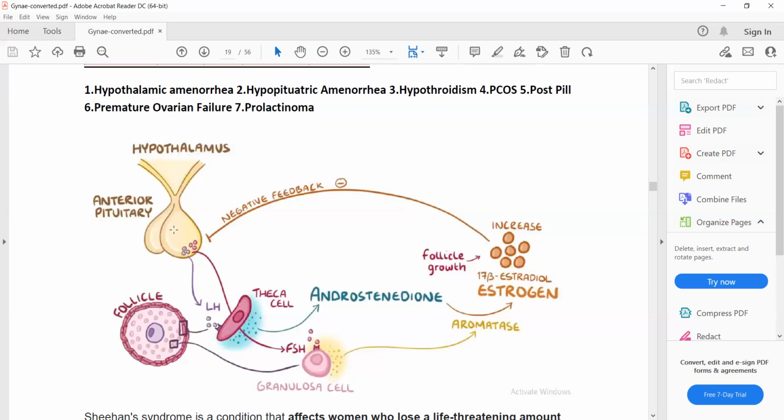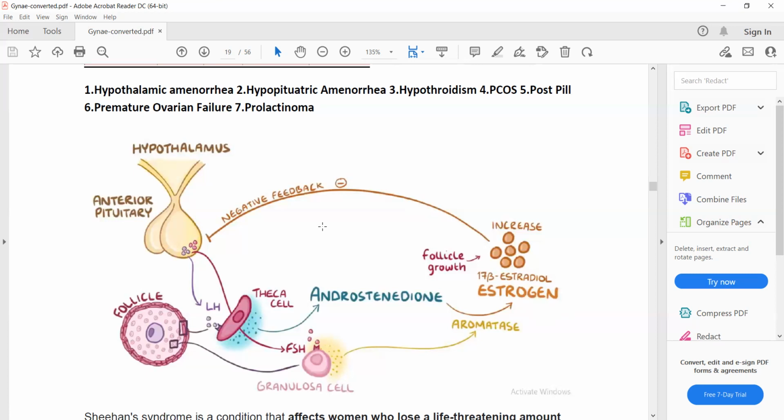It stimulates the pituitary gland to produce two hormones, LH and FSH. So the hypothalamus releases GnRH, which stimulates the production of FSH and LH from the pituitary gland. FSH and LH then stimulate the ovarian cells, which are thecal cells and granulosa cells, to produce estrogen.